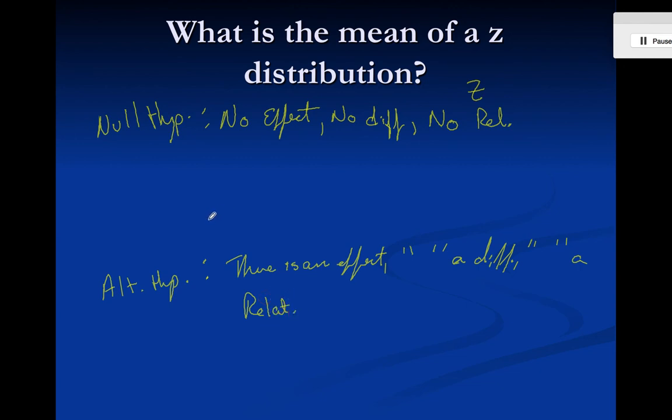So those are our possible results that may exist in the real world that we work in, right? So in the real world, what does the real world mean? The real world means the population. Okay? That's the real world.